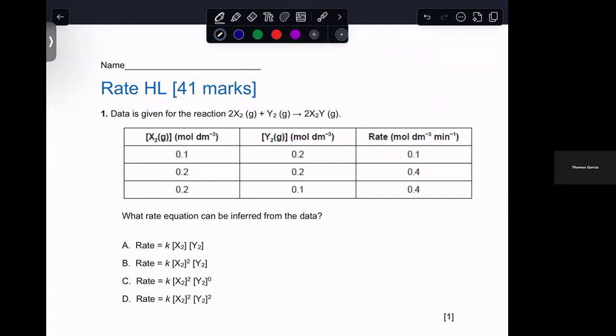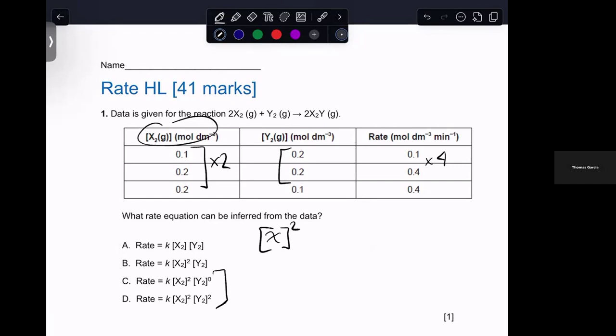What rate equation can be inferred from the data? So let's look at x first. What we're going to do is look at where y does not change and only x changes. So x is doubled, but the rate is quadrupled. So I know from that we have a concentration of x to the squared power. So that leaves only C and D as possible answers.